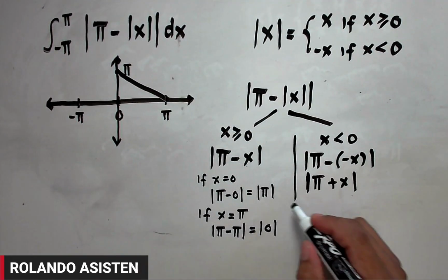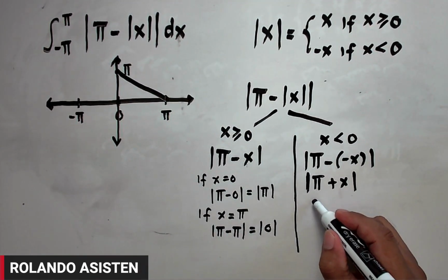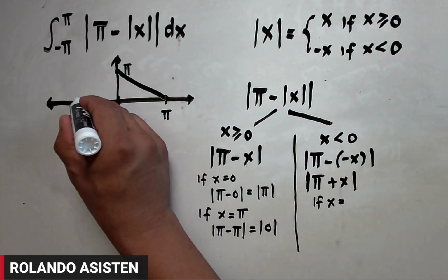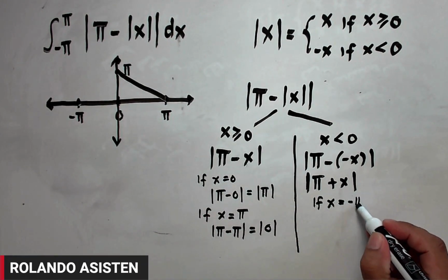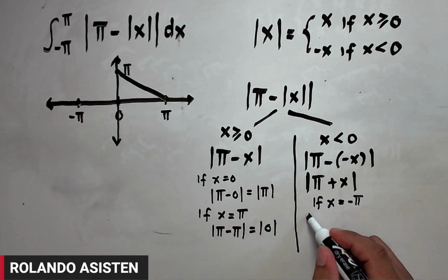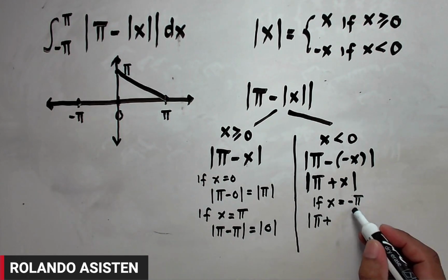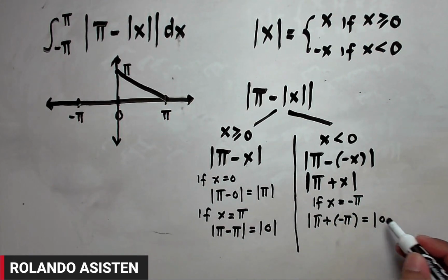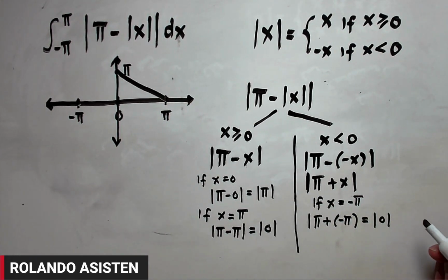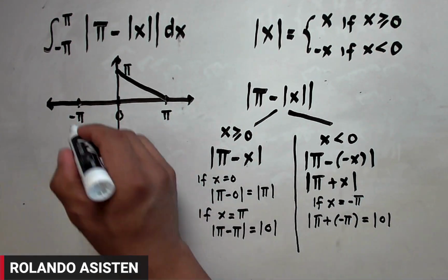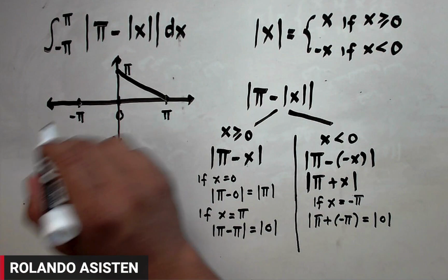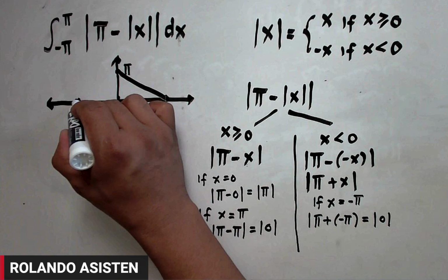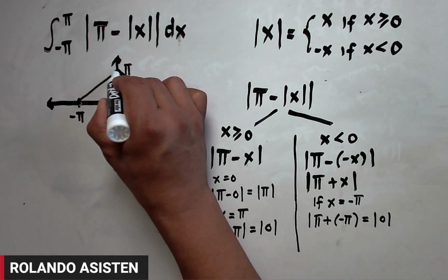Now for the second part, let's assign values also for x. If x is less than 0, take any value less than 0, let's say negative pi, then we can evaluate the absolute value of pi plus x, with x negative pi, and therefore this is equal to the absolute value of 0, or 0. So, when x is negative pi, y is 0, and this is this point. And if you take values also in between negative pi and 0, you'll notice that we are going to form also this straight line here.